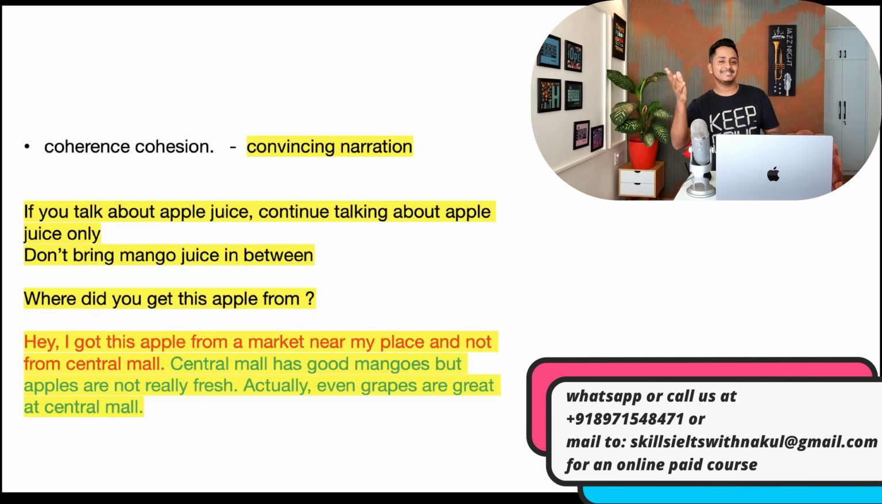But this apple from the street near my place was absolutely stunning. As a result, I always tend to buy apples from a market near my place and not from the Central Mall. This is coherence and cohesion. If you carefully observe, we have a template, we have a structure, and that structure is what I'm gonna unveil. But before that, let's see the correct answer for this.